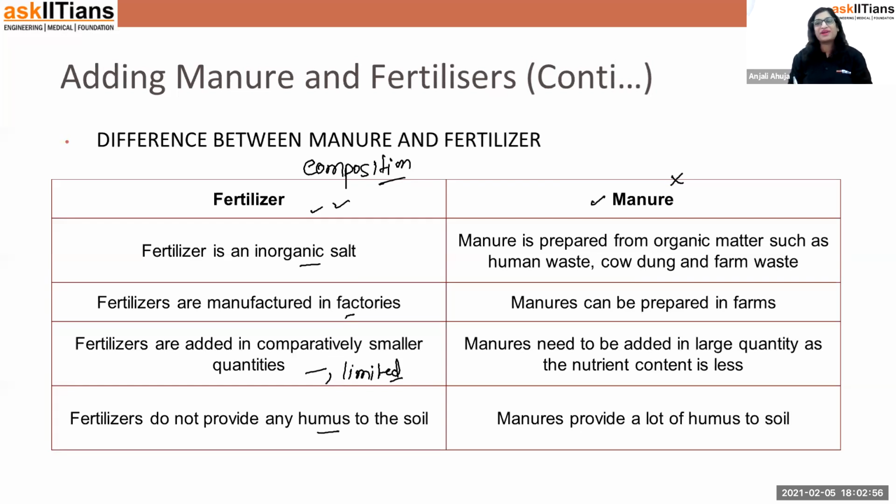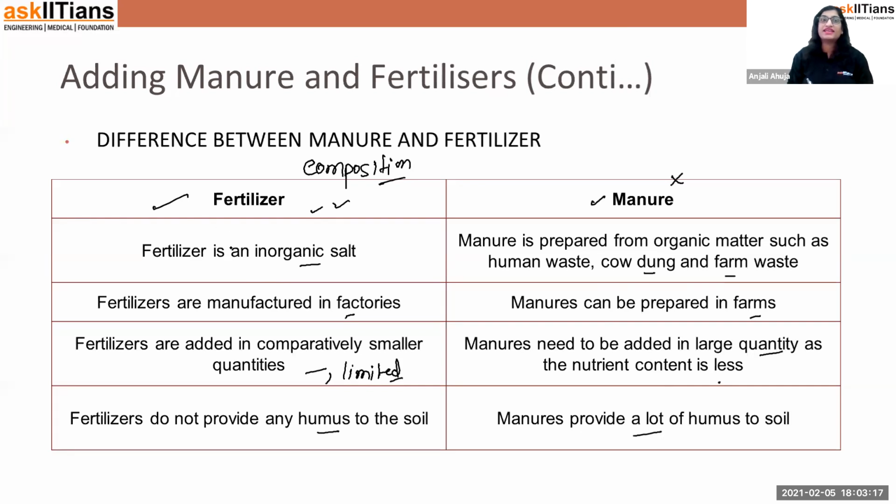Manure is prepared from organic matter such as human waste, cow dung, and farm waste. This can be prepared on the farm. Manure is added in large quantity and its nutrient content is less. But everything is like a desi dawai, so whatever you put, even if it is extra, it's not going to harm. It is going to be useful itself. Manure provides a lot of humus to soil.